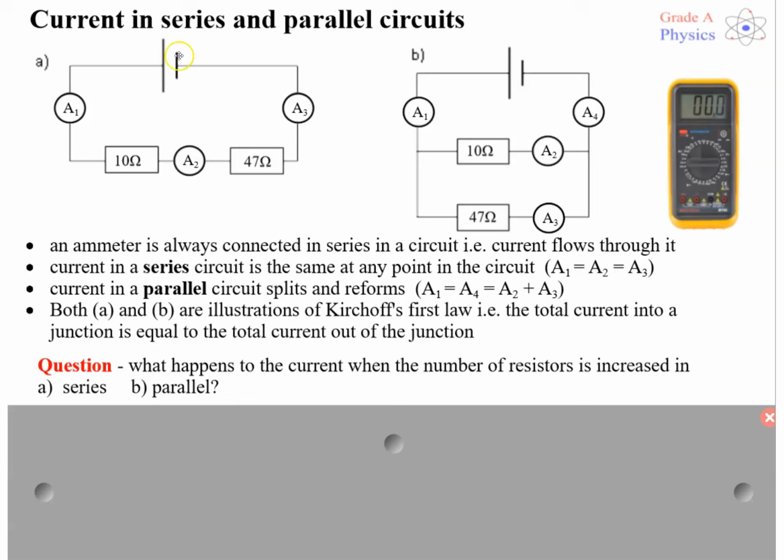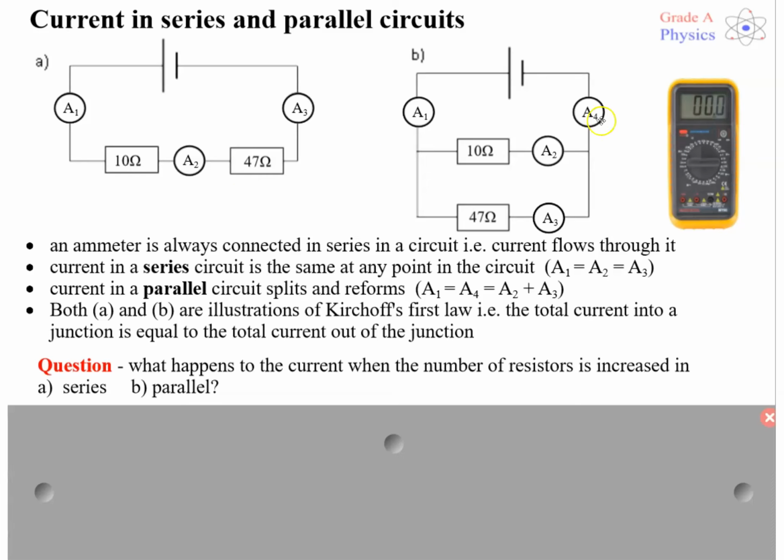So if you look at the series circuit here, I've got an ammeter here, A1, A2 and A3. And if I was to measure the current at each of these points, it would be exactly the same. So that's a really, really key point. The current in a series circuit is the same all the way around.